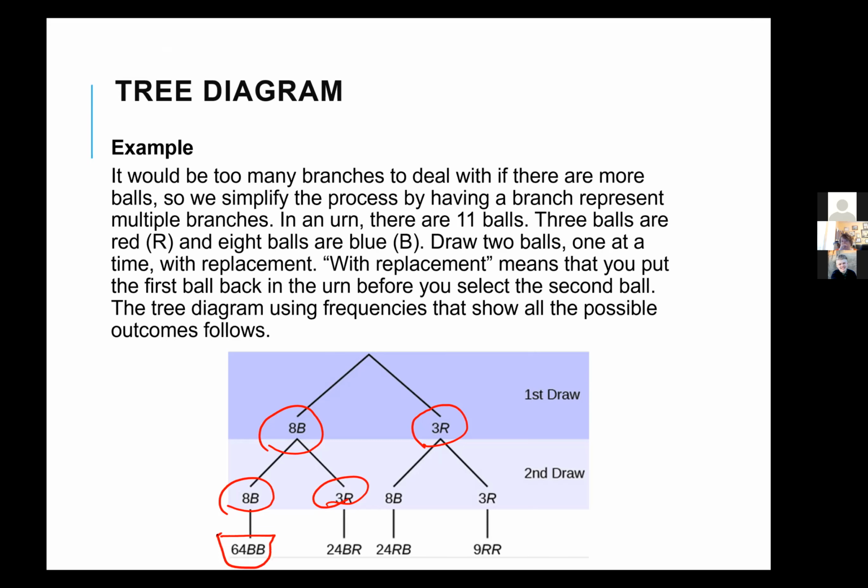So all these different outcomes are our sample space. In total, our sample space consists of this many outcomes: 64 plus 24 plus 24 plus 9, the total possible outcomes. The total is 121.